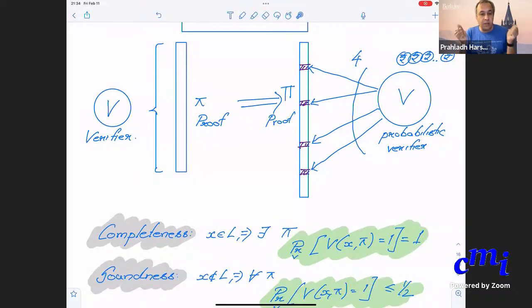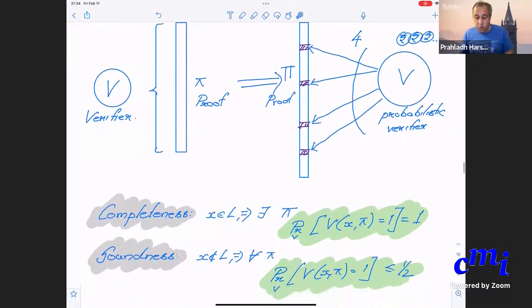But I'm making the verification very efficient in the sense that you don't have to read the entire proof. You only read at, say, 10 locations of the proof, 4 locations as this picture says. And yet you should be convinced of the proof. That is, in the yes case, there must be one way of writing the proof such that you always accept. If the string is in the language, then there's always one proof that causes the verifier to accept. If the string is not in the language, then no matter what you give me, the verifier should not be able to accept with probability greater than half.